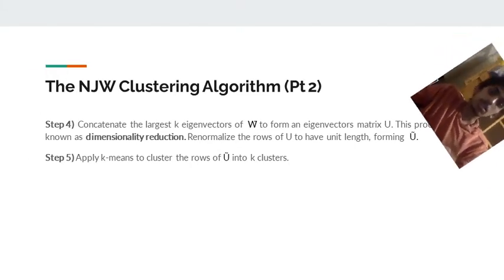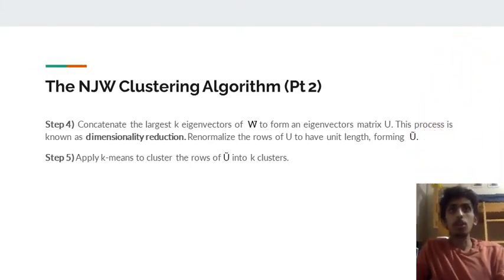Moving onwards, here's where the real bulk of the linear algebra comes in. Here we perform dimensionality reduction on the normalized similarity matrix. We calculate the k largest eigenvectors of the normalized similarity matrix and concatenate them together to form an eigenvectors matrix.